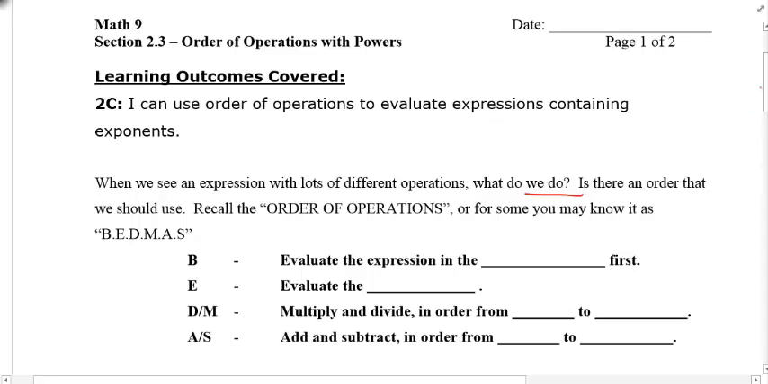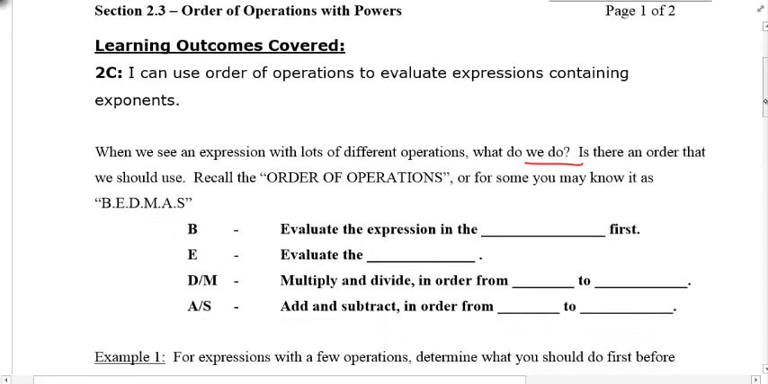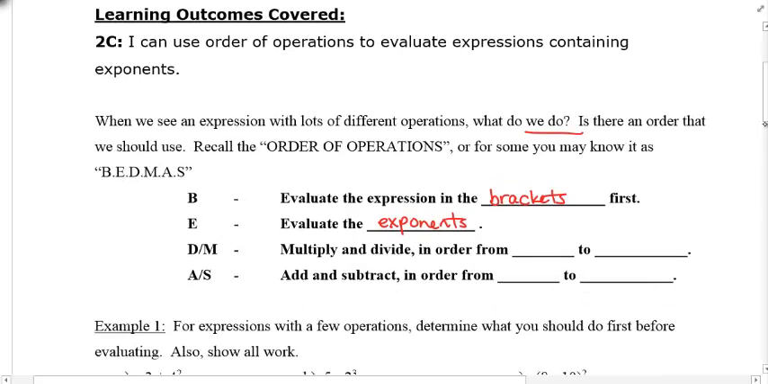And some of you know this with the acronym BEDMAS. B stands for the brackets, so we always evaluate the expression in the brackets first. Then E, we evaluate the exponents, what we just learned the last few days. And then D and M, I put it together because you're actually multiplying and dividing. Like Mr. Lee, D comes first, dividing and multiplying?